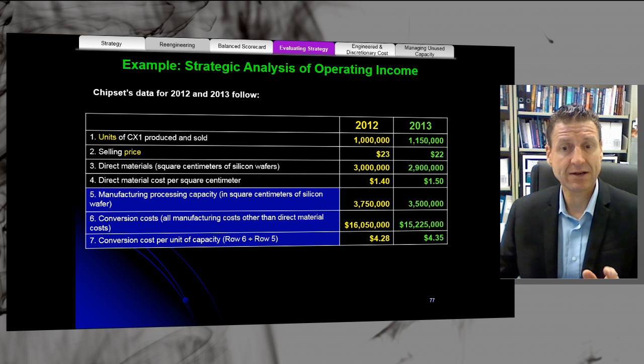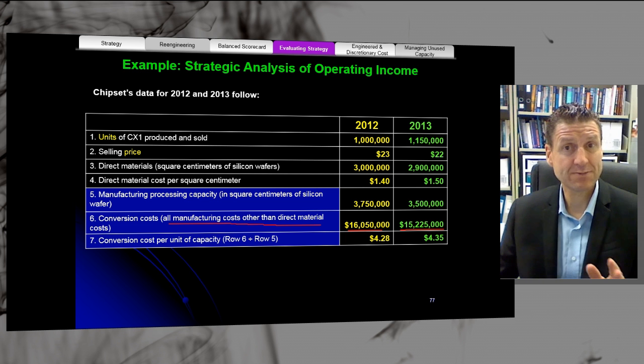2013. Yes, conversion costs, we have a total cost here of $16 million. That is all manufacturing costs other than direct material costs. So direct labor, indirect labor. What else? We've got direct overhead, indirect overhead. So we've basically got direct and indirect labor, and then we've got overhead included in these conversion costs. Labor and overhead are used to convert raw materials into the final product. You got that, I know.